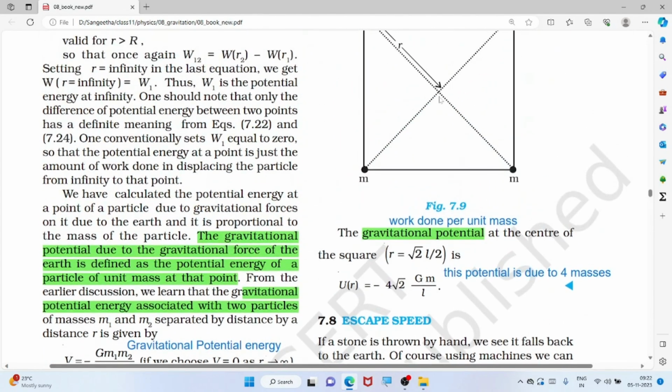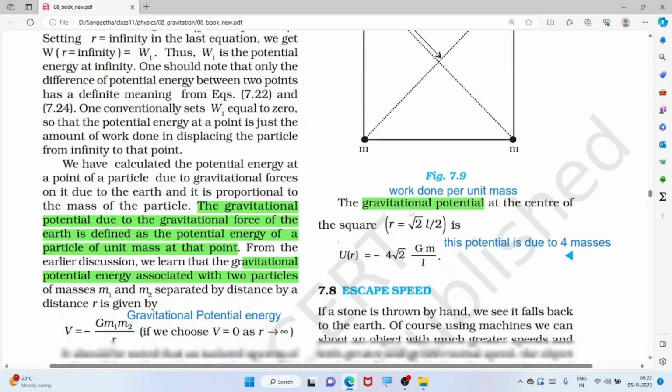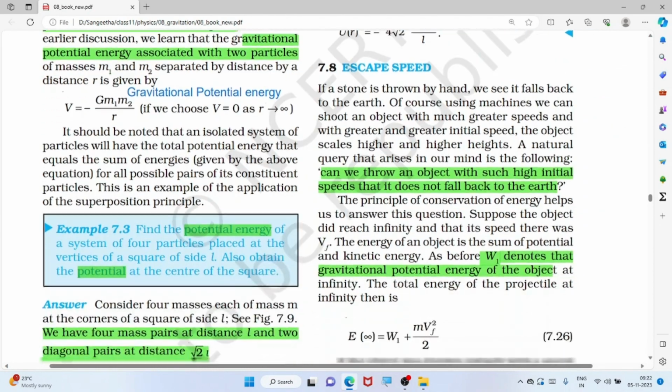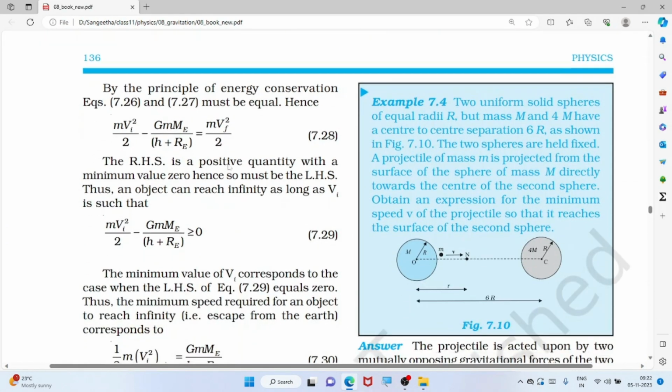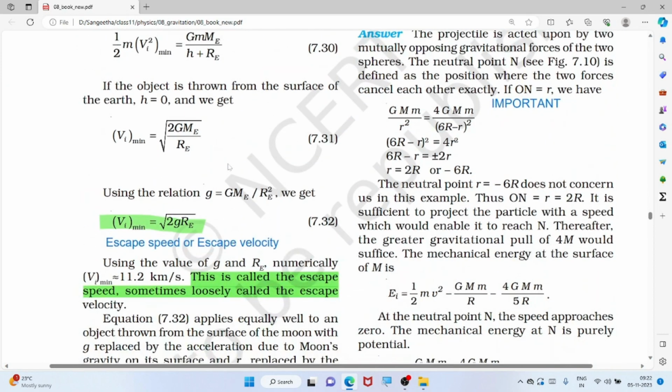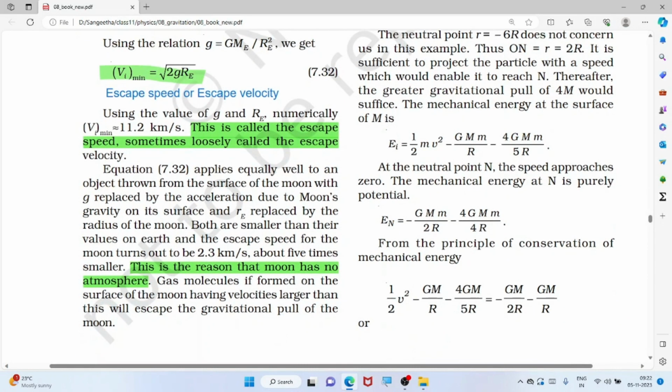Here they are asking what is the potential due to the masses. You have to add up the potential due to each mass. That is why you get 4 here. So gravitational potential and potential energy, these two are different. That is why I have written that. This is the escape velocity of the earth. If you want an object to escape from the earth, you have to launch it with this speed or more. Rockets use this formula to move out of the earth's gravity.